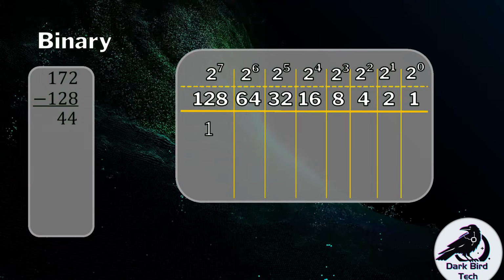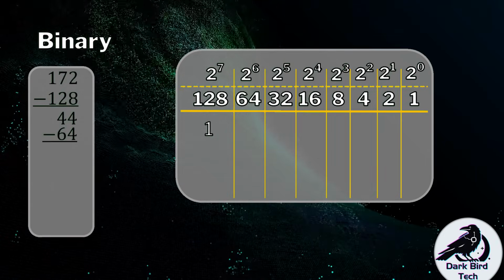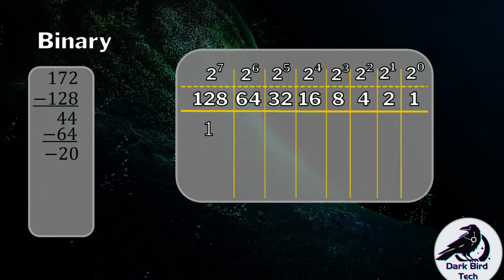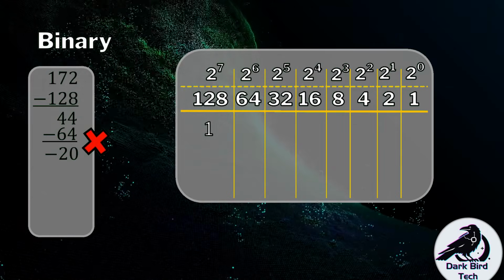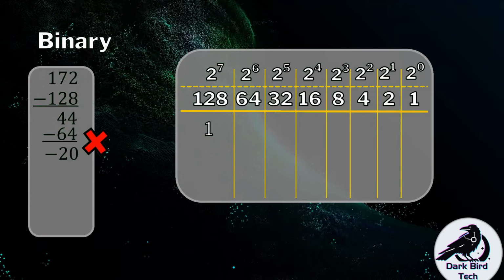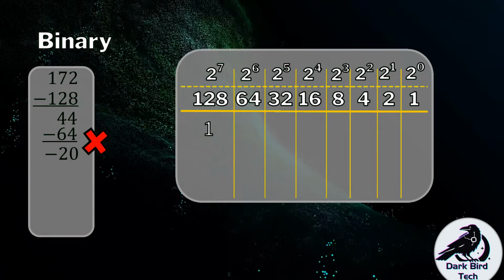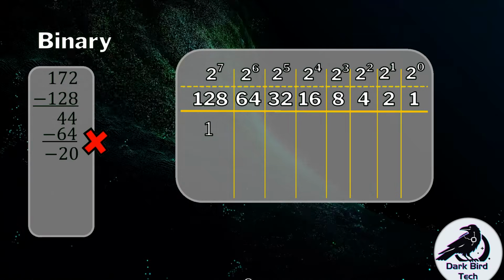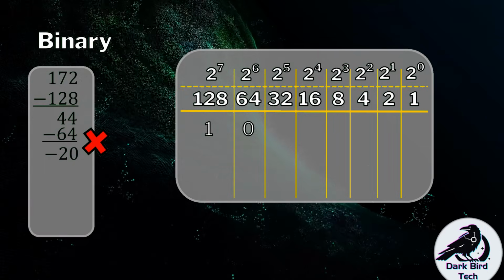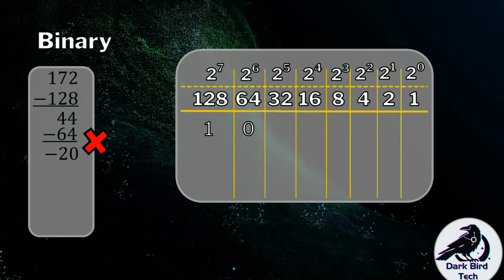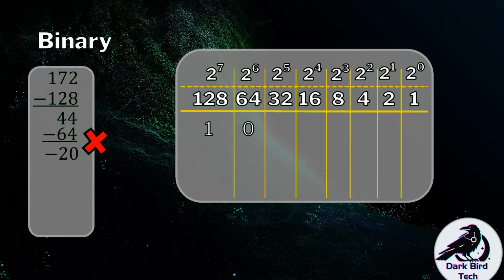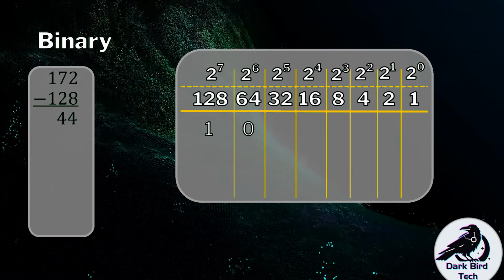Then 44 minus 64. That puts me at minus 20. I don't want that. Remember what I said, I don't want to land up with a negative number, because there is no such thing as a negative IP address. So I'm going to put a 0 under the 64 column, because it's going to put me in the wrong space. All right, so let's erase that and try another value.